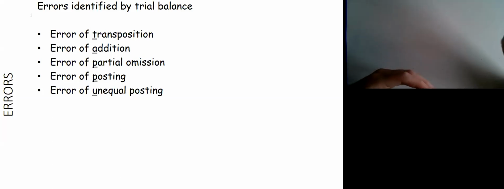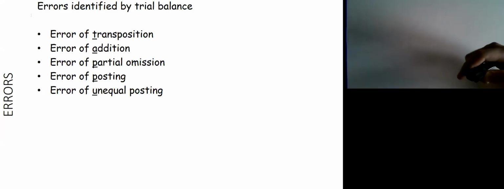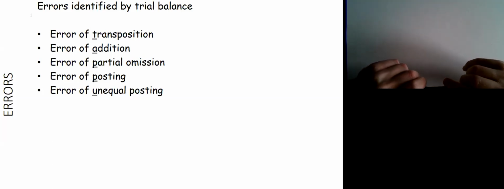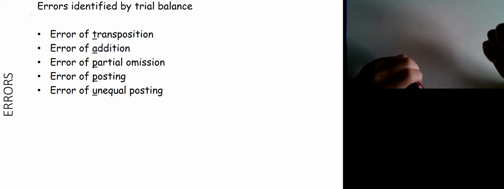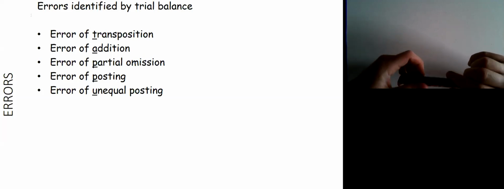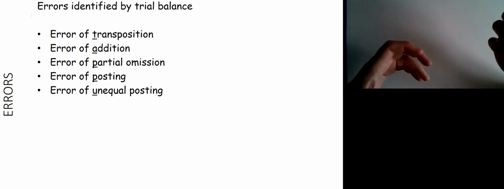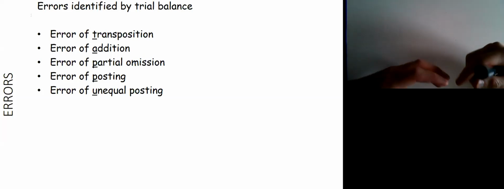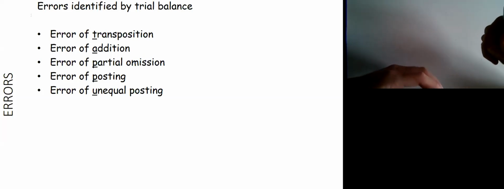Like I said, the one we're going to look at today is the trial balance. So you get all your accounts, you get the totals, you list them in the trial balance. If they balance, that's a good thing. However, there still could be errors. If they don't balance, that means there definitely are errors. If they don't balance, there's 5 main types of errors that we can spot: error of transposition, error of addition, error of partial omission, error of posting, and error of unequal posting. We call those the PAPUT errors. That's not a proper term, that's just a term I made up for you.